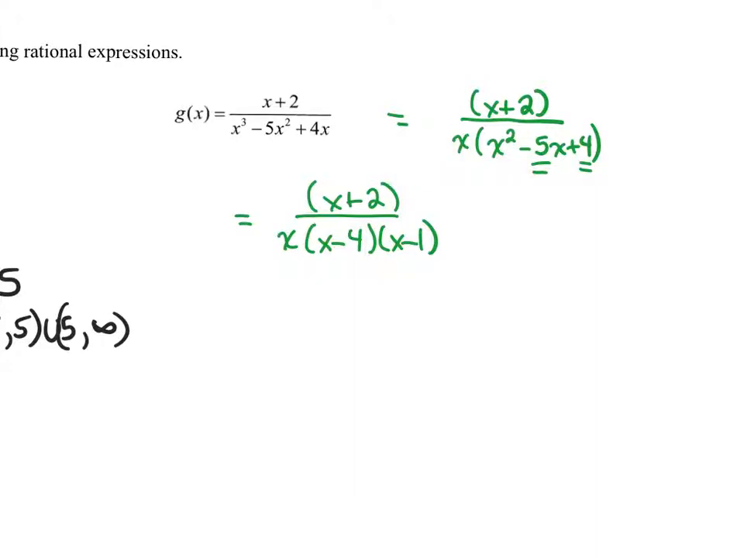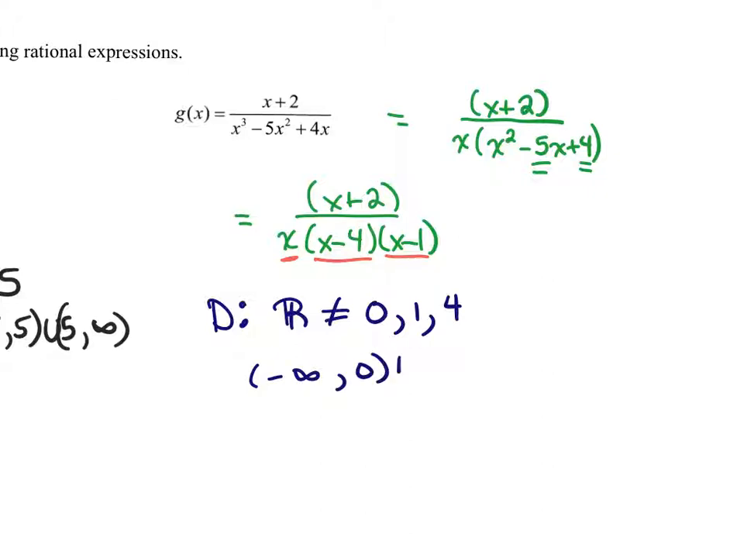So in this case, we actually have three factors. This one is pretty obvious, this one's pretty obvious, but don't forget about this little term of x. That is going to be very important when we talk about our domain, because the numbers we're going to exclude are 0, 1, and 4. In interval notation, negative infinity to 0, union 0 to 1, union 1 to 4, and 4 to infinity.